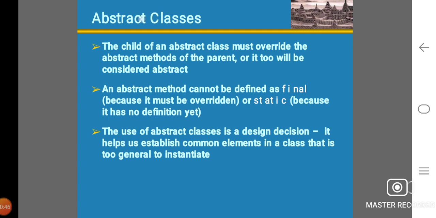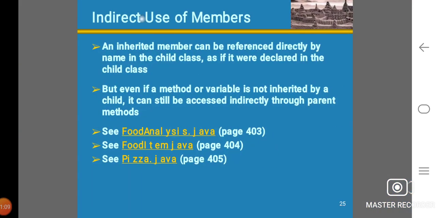An abstract method cannot be defined as final because it must be overridden, or static because it has no definition yet. The use of abstract classes is a design decision. It helps us establish common elements in a class that is too general to instantiate.